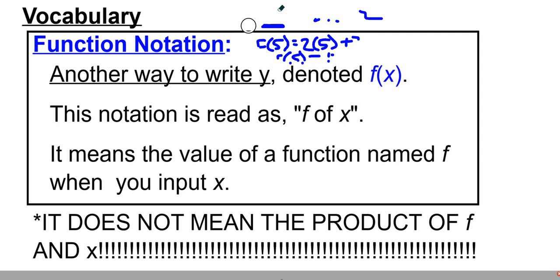So again, one last time: f of x means y. It's another way to write y. And you read it f of x. It does not mean that you are multiplying f and x. F of x is its own symbol.